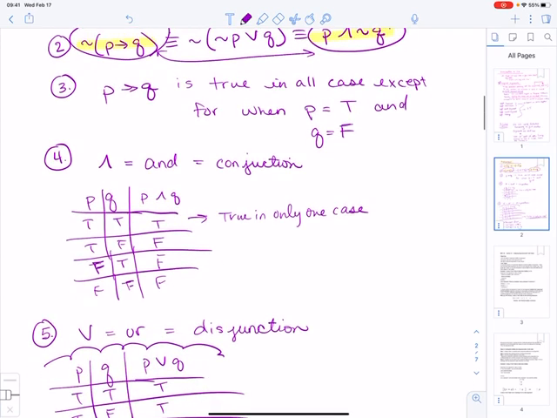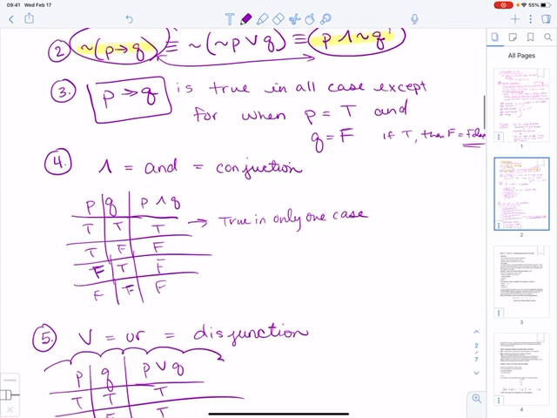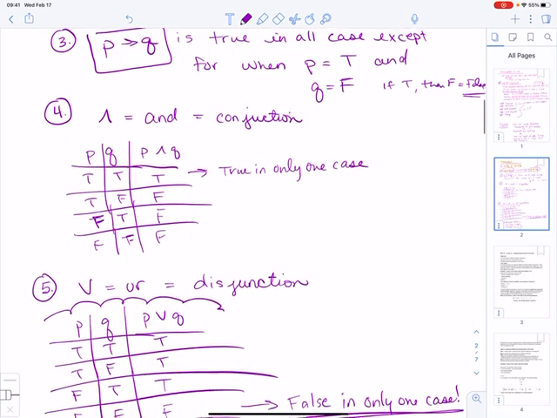We also, remember, created truth values for if P implies Q. It is true in all cases, except whenever the P is true and the Q is false. That gives you the lie, where you were lied to, and it's a false statement. That's the only time it's false.